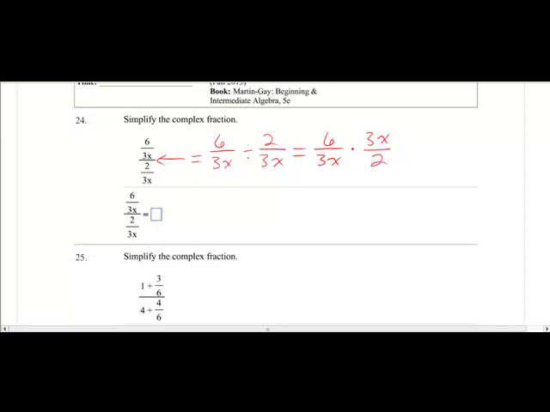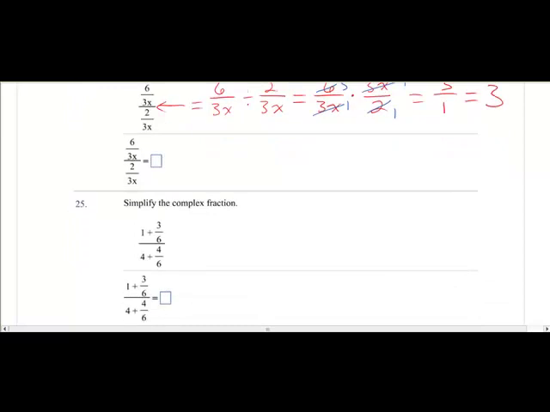There's a whole lot of reducing here. 3x and 3x just completely wipe each other out. They become 1s. That's a 1, that's a 1. And then 2 goes into itself once. 2 goes into 6 3 times. So after all that reducing, I end up with 3 over 1, which of course is just 3. And last but not least, 25.